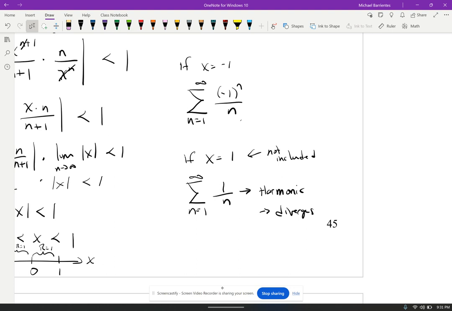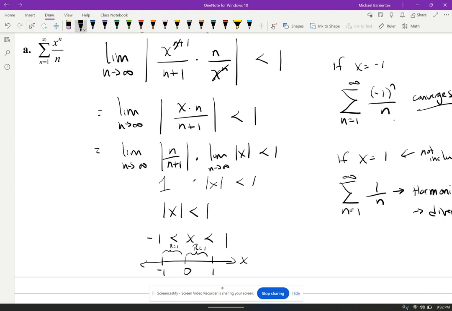When I check this one, this is an alternating series that we've talked about. But if you remember the alternating series test, is the limit approaching 0? Yes. Is it decreasing? Yes. So therefore, this converges. This is the alternating harmonic series we had done in a previous video, and it definitely converges. All right, so that means I'm going to include the left endpoint, but not the right.